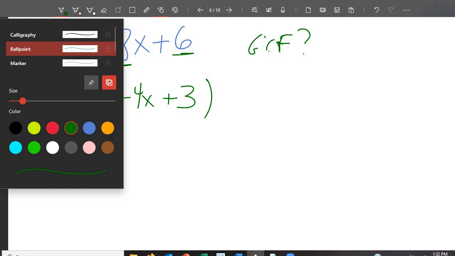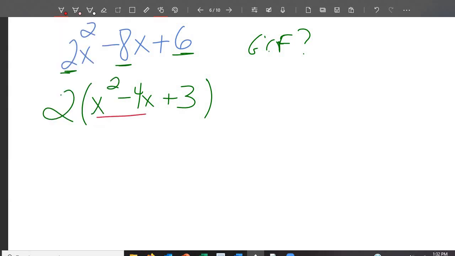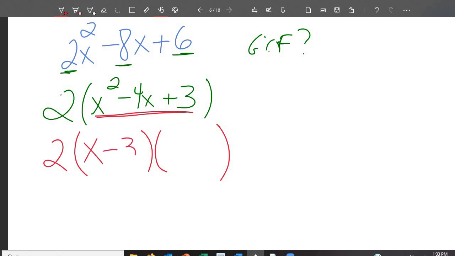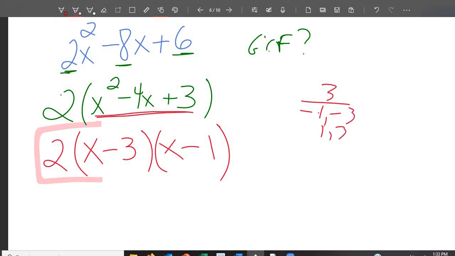Now, I look at the trinomial and try to factor it. So I have to check to see if there's any factors of 3 that add up to be -4, and the answer is -3 and -1. And if you have to list out the factors, list them out. -1, -3, 1, 3. This is the final answer.